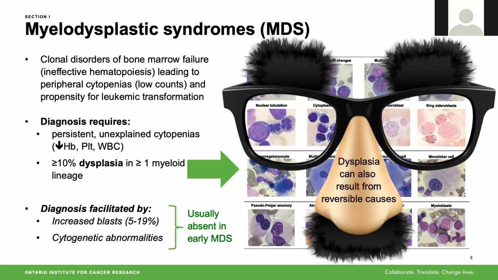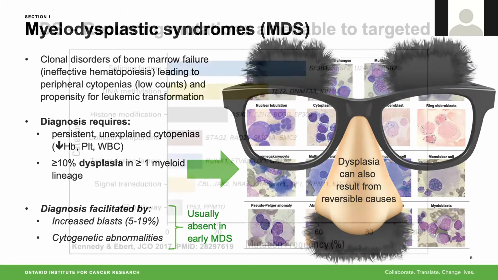The other feature is that there are imposters out there. We have to be very careful because dysplasia can result from reversible causes such as nutritional deficiencies or medications that patients are on. So this is a bedside back to the bench. We needed some help here. It's not a great area. It's hard to diagnose. We can do much better.